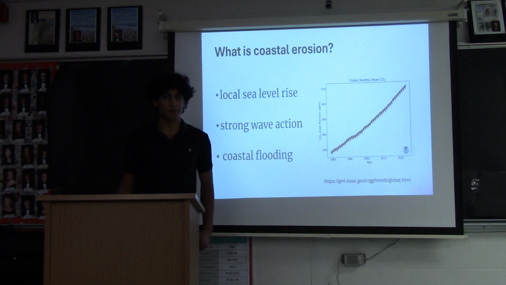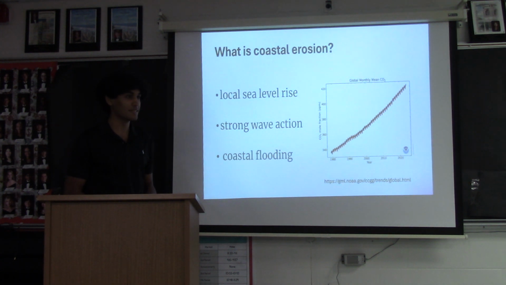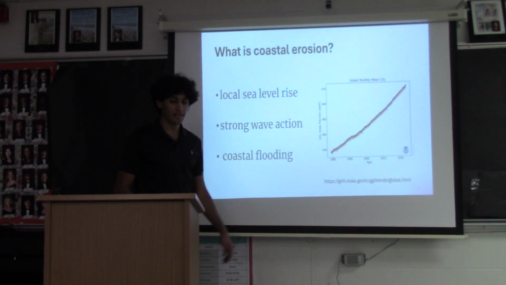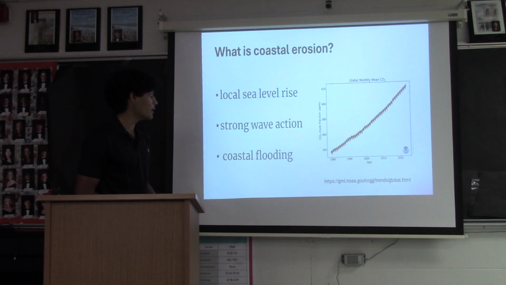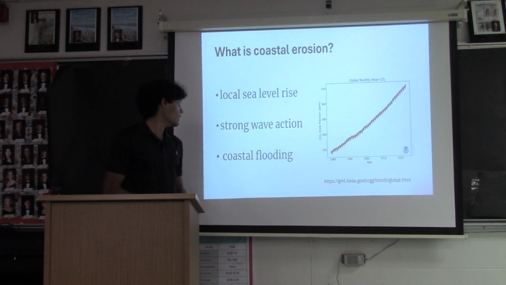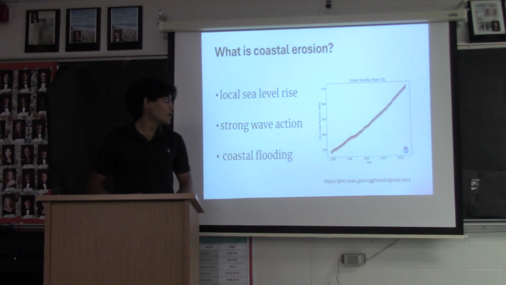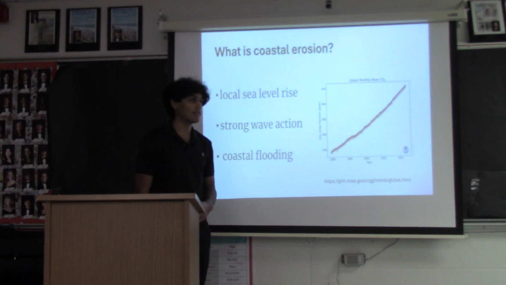What is coastal erosion? We've all heard of weathering breaks it, erosion takes it. And toolkit.gov from NOAA states that local sea level rise, strong wave action, and coastal flooding all have to do with this problem. As we can see on the right, there's a graph that shows CO2 levels are rising.